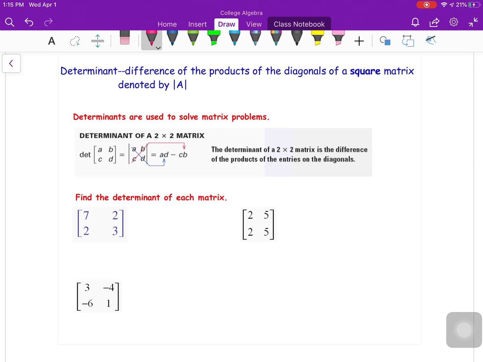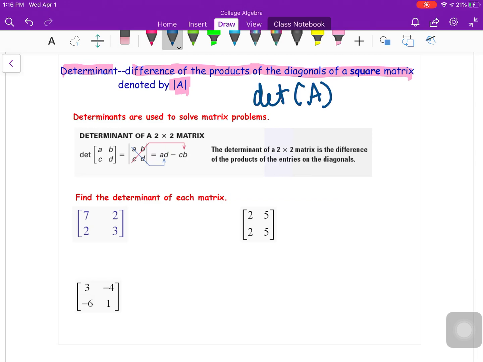All right, before I can teach you how to do an inverse, I also have to teach you about determinants. A determinant is the difference of the products of the diagonals of a square matrix. This is how we denote determinant. It's like saying the absolute value of matrix A. So the difference of the products of the diagonals. Other notation we can use is det of matrix A.